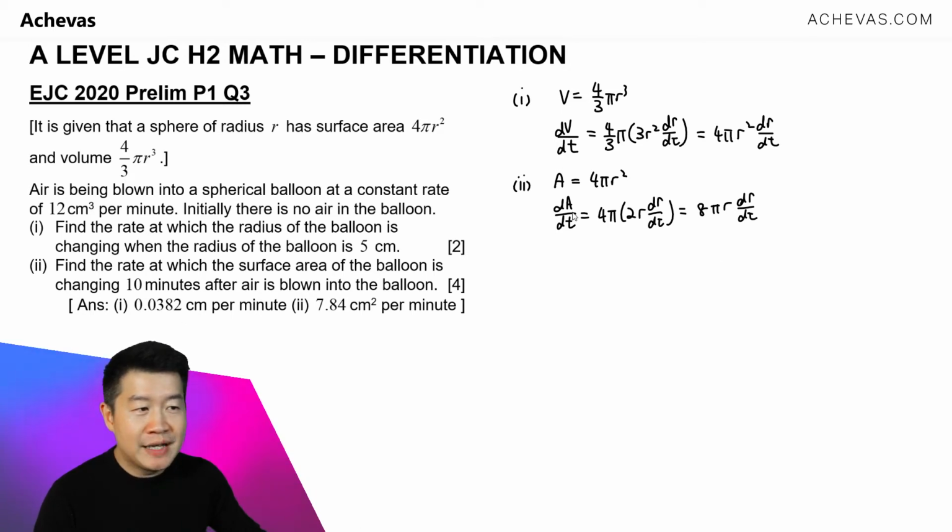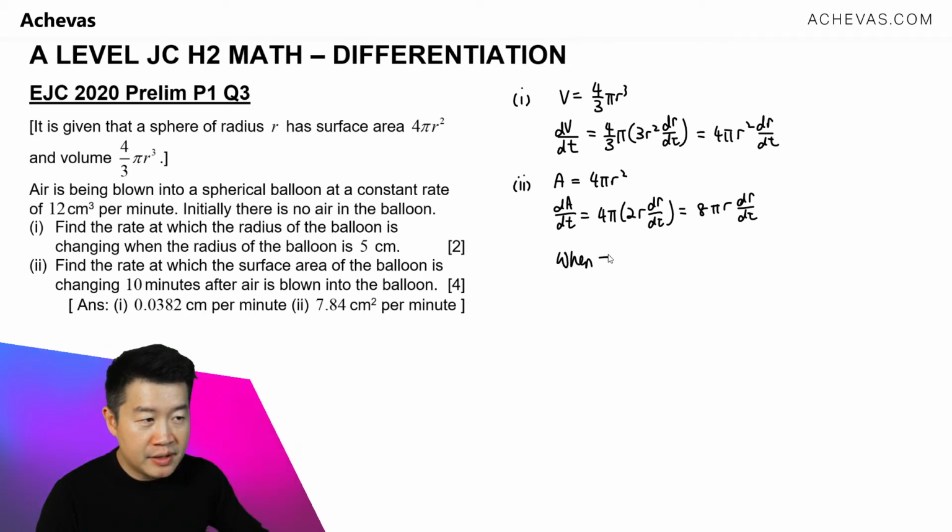But in order for us to find dA/dt, we need the value of r and we need the value of dr/dt when t is equal to 10. That is what the question says, 10 minutes later. We can take note that initially there's no air in the balloon, which means that initially the volume is equal to 0. Which means that in order for me to find r, I'm going to make use of the equation of the volume when t is equal to 10 minutes.